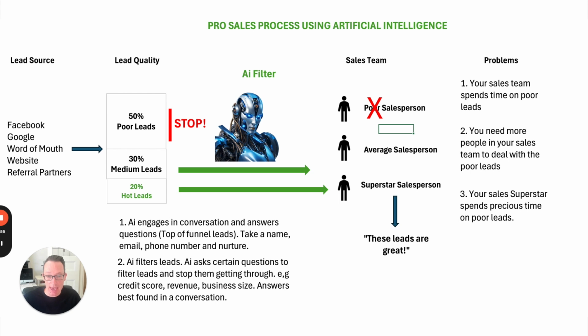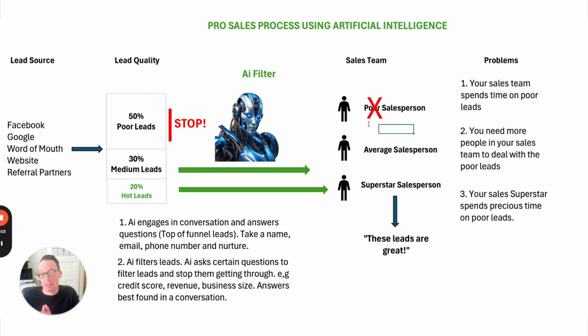If you use AI to conversationally filter your leads, you can make sure that your sales team are only focusing on those hot leads or leads that are getting close to being hot. And that means that your sales team is really happy because they're focusing on leads that are converting. But very importantly for you as a business owner, you can make some adjustments to your sales team. You can remove those poor salespeople from your process because you simply don't need as many.